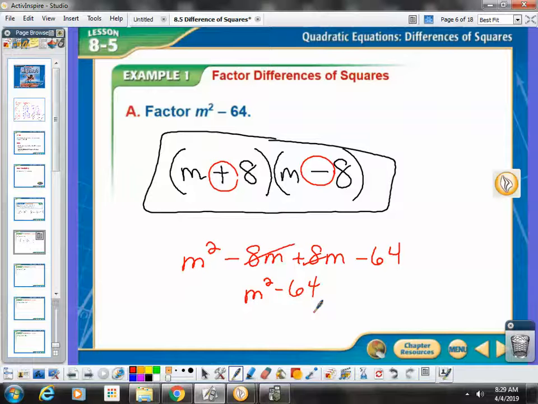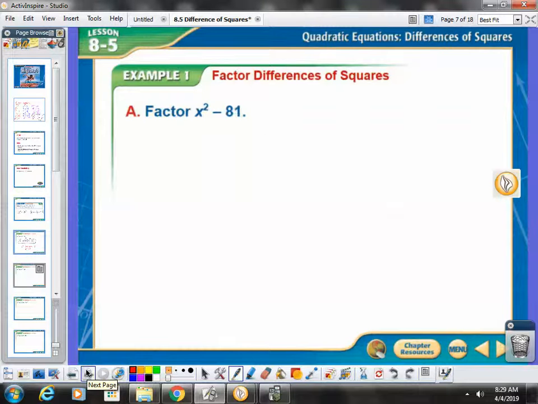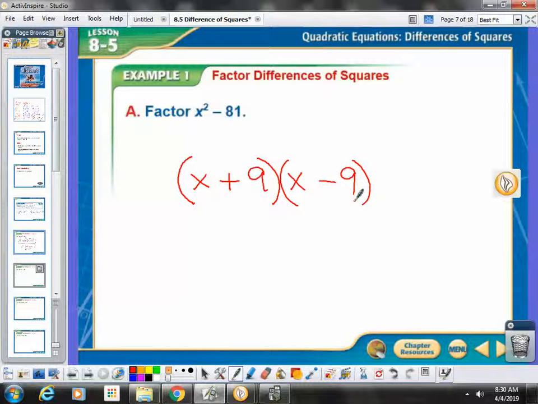Okay? Let's try another one. x squared minus 81. Do we have a perfect square minus a perfect square? We do. We have a difference of squares. So let's factor by setting up two parentheses side by side. We know that one parenthesis is going to be a plus and the other is going to be a minus. And it doesn't matter if I flip-flop that minus and plus. So what's the square root of x squared? x. So we're going to leave with x in both parentheses. What's the square root of 81? 9. One is x plus 9, one is x minus 9. This is my factored answer.